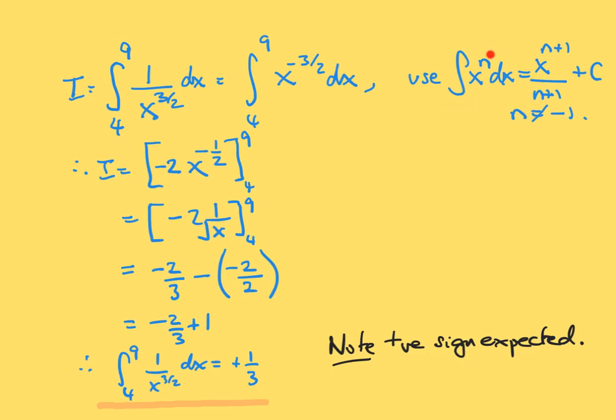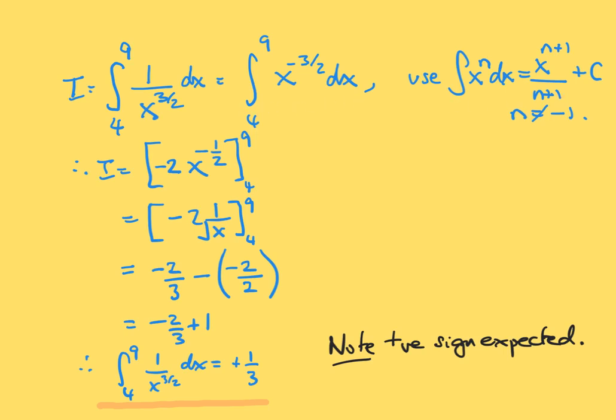So it just says that you take the power, you add 1 to the power, and then you divide by this new power. And for an indefinite integral, there is an integration constant. This is, of course, only true if n is not minus 1, because we don't want to be dividing by 0. And let's now use this rule here in the integral.